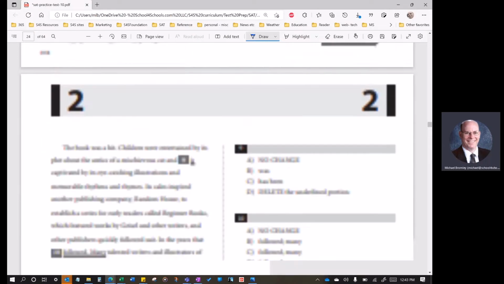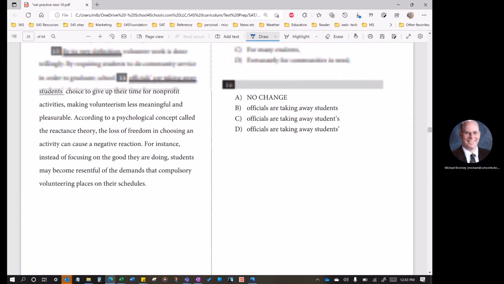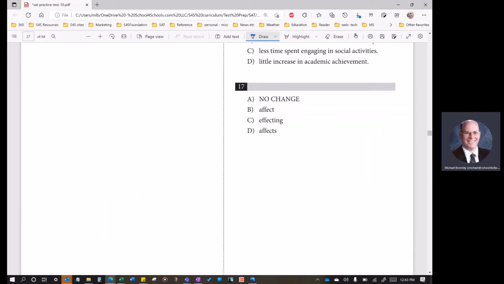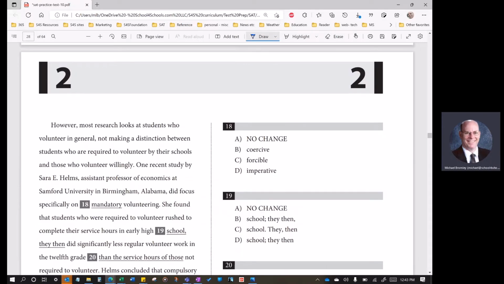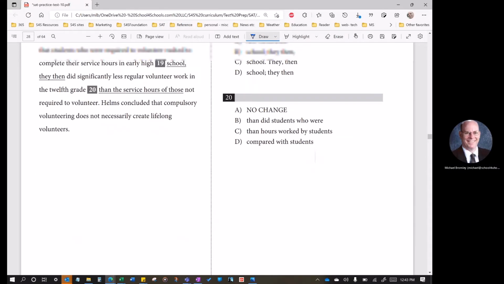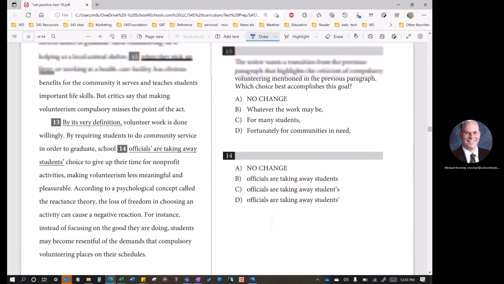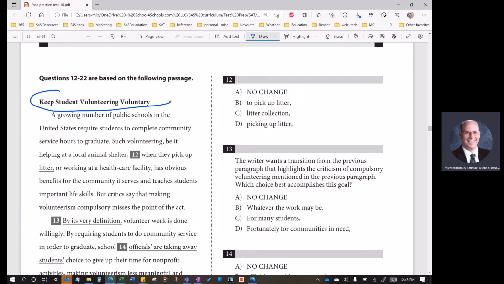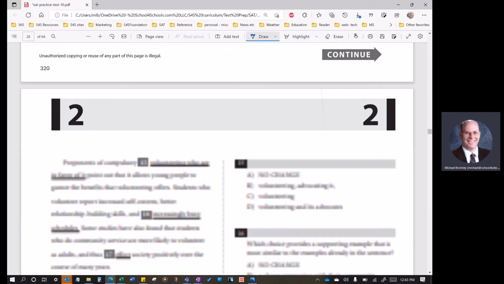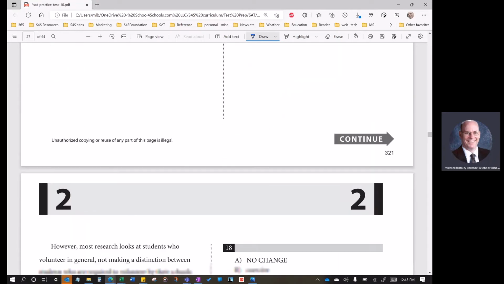Next one is number 19. So this is going to a different passage here. Let's go back to the title of this one. Sorry, I missed it. Number 19, keep student volunteering voluntary. That should help us with at least one question, sometimes more. This is what this is about. Let's go to this question 19.